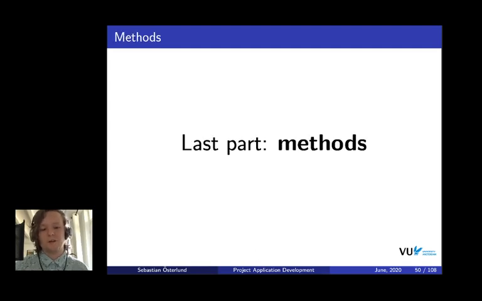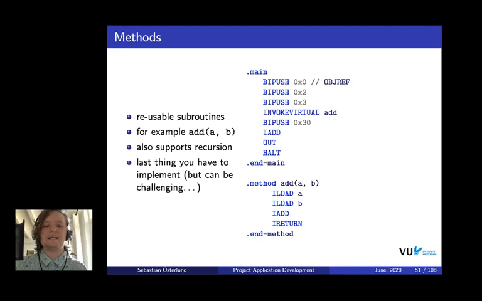The last part I'll cover here is methods, or method invocation, which is by far the trickiest part to implement. I'll also be brief here because you probably need some more hands-on experience with the IJVM implementation itself before starting with methods. But in short, methods are reusable subroutines. For example, you can define a subroutine called add, which takes arguments A and B. Here is some assembly, an example of how to define this in the JAS assembly.